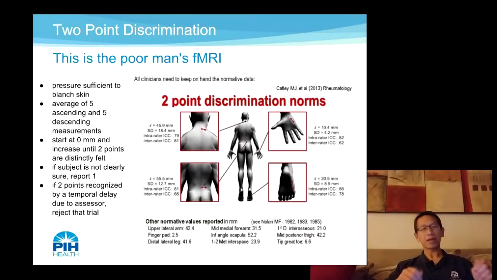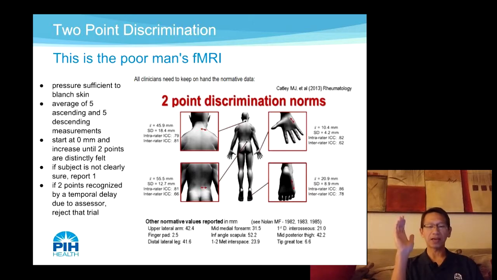What you want to do is have enough pressure when you're testing two-point discrimination, and I usually use a caliper, a plastic caliper. You want to be able to blanch the skin, so you want to watch the skin color at least change a little bit. This way you can stay consistent with how much pressure you're placing on the patient. You want to start at 0 millimeters, and I tend to start a little bit larger than that because in a clinical setting you might not have as much time to start at 0. I'll sometimes start at whatever the norm is.